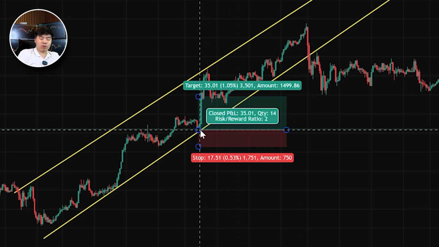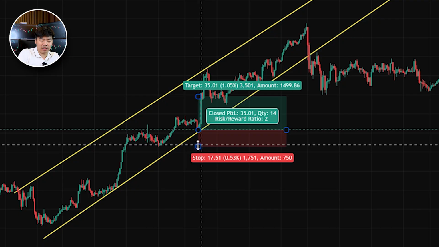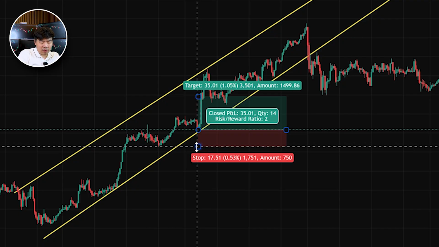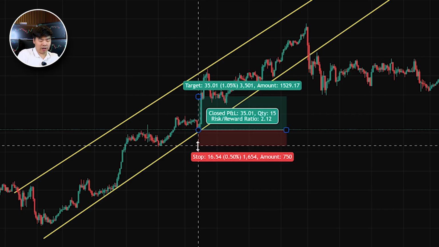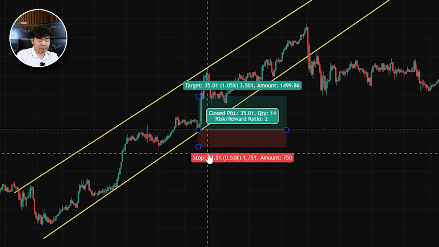So you first need to calculate the distance between your entry price and your stop loss price. As you can see here, the distance is roughly 1,750 points. Let's just round it down to 1,700. And for you to get the take profit, just multiply by 2. So you can get a 1:2 risk to reward ratio.